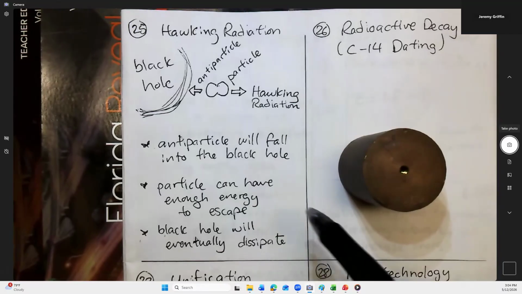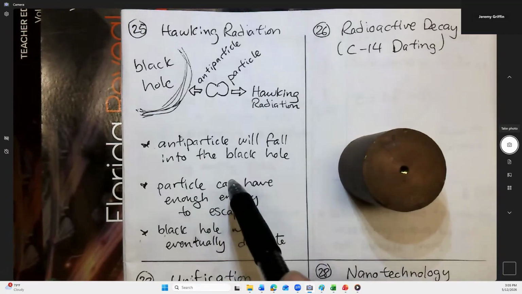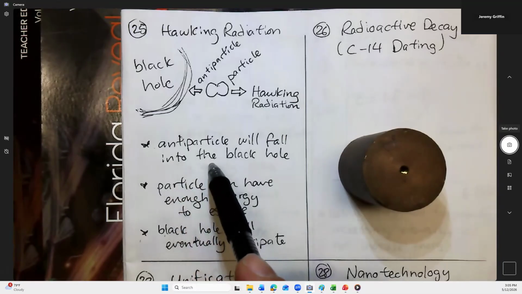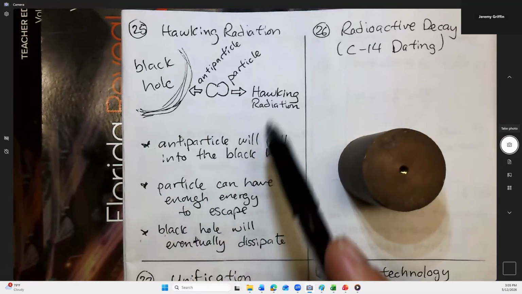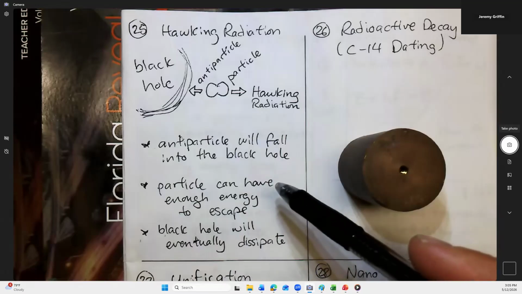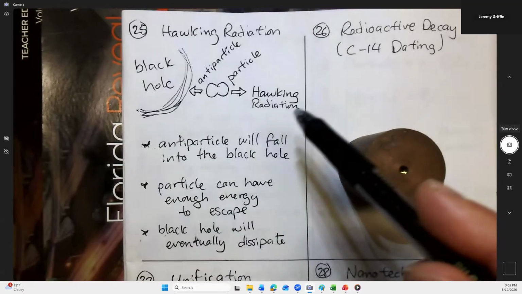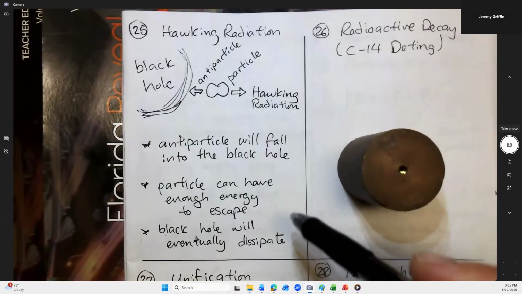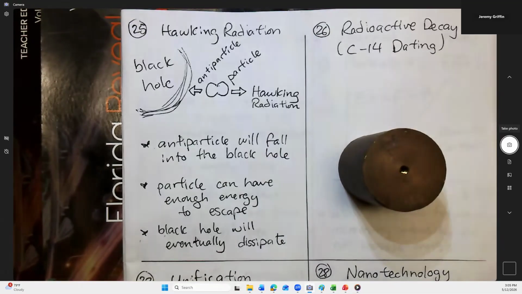If you run the math on this, you could run into some situations where sometimes the antiparticle will fall into the black hole, but the particle that appears with it can have enough information to escape the black hole. In that situation, the particle is escaping and going to the wider universe. That's what you can detect as this Hawking radiation. So you can observe that.